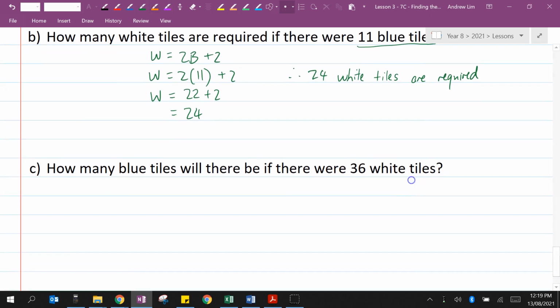Okay, last question. Question C, how many blue tiles would there be if there were 36 white tiles? So I'm going to write the formula again, the rule. And this time it says that there are 36 white tiles. So the question is, where am I going to write that 36? Am I going to replace W with it? Or am I going to replace B with it? Well, this is white tiles. So I'm going to replace W with 36.